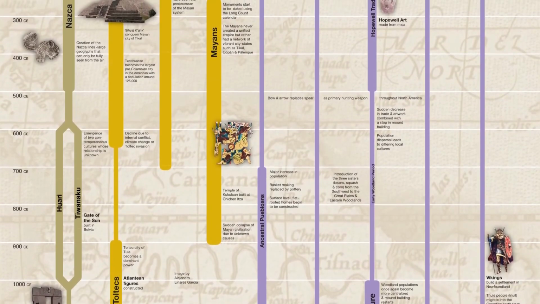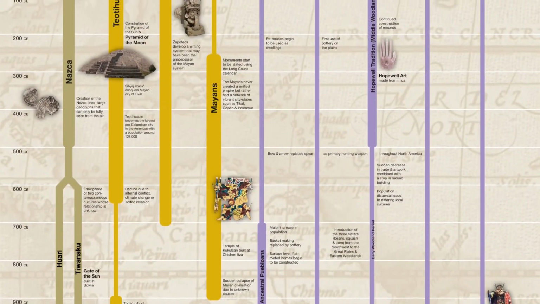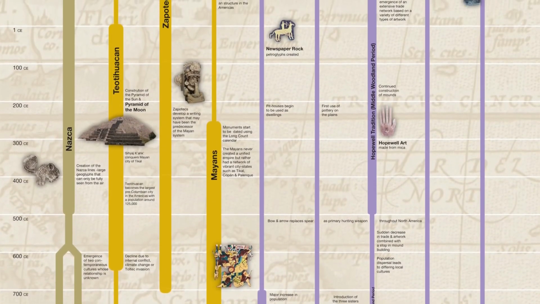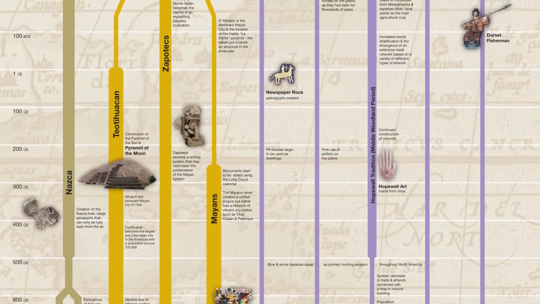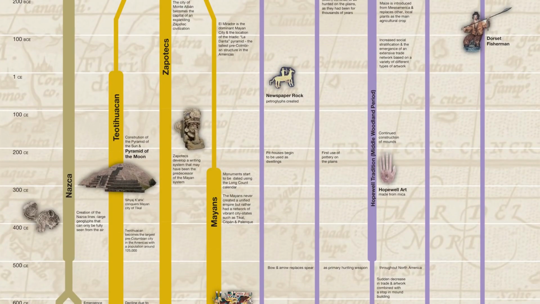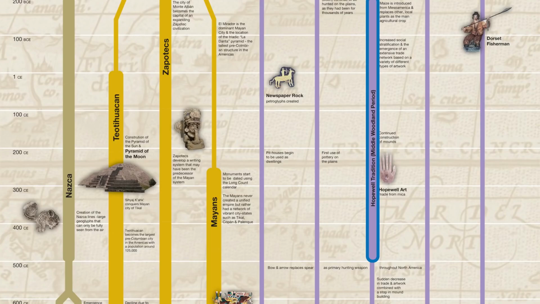Let's now jump back to North America, so I can point out a few things that were happening there around the same time as the Mayans. From approximately 200 BCE to 500 CE, the Eastern Woodlands region experienced a long period of growth and stability based on a system of connected cultures known as the Hopewell tradition.